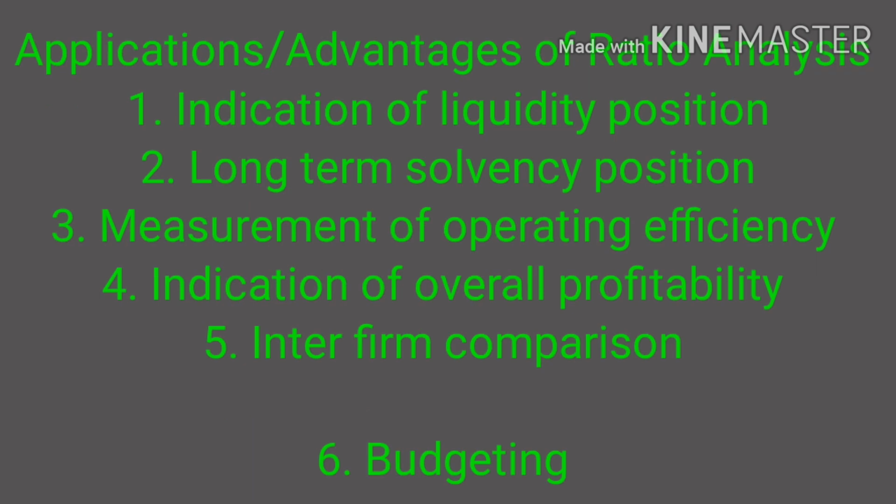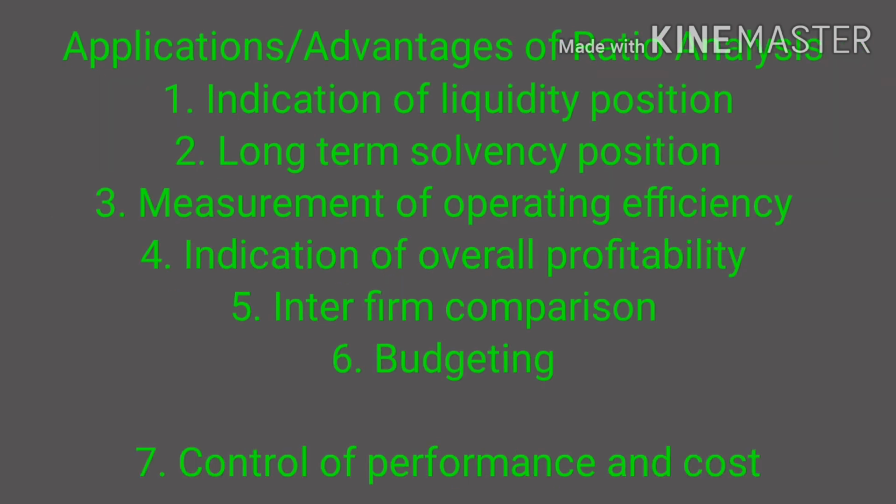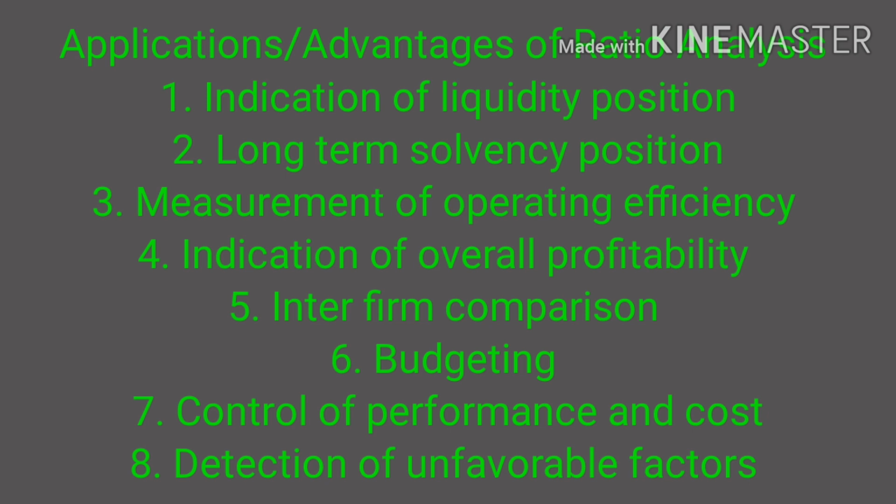6. Budgeting. Budget is an estimate of future activities on the basis of past experience. Accounting ratios help to estimate the budgeted figures. 7. Control of performance and cost. Ratios may also be used for control of performance of the different divisions or departments of an undertaking, as well as control of cost.